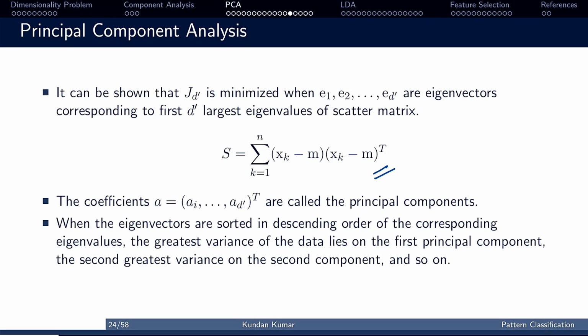The coefficients are basically the projections of the feature vector, which are also called the principal components. One point to note is that when the eigenvectors are sorted in descending order of the corresponding eigenvalues, the greatest variance of the data lies in the first principal component, the second greatest variance in the second component, and so on.